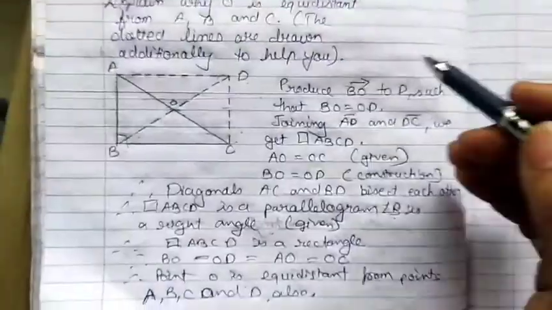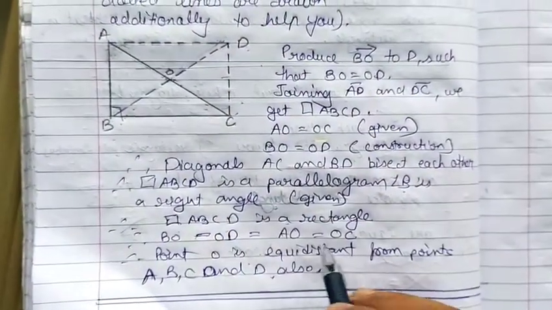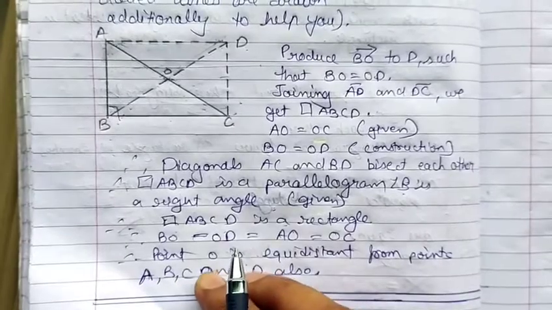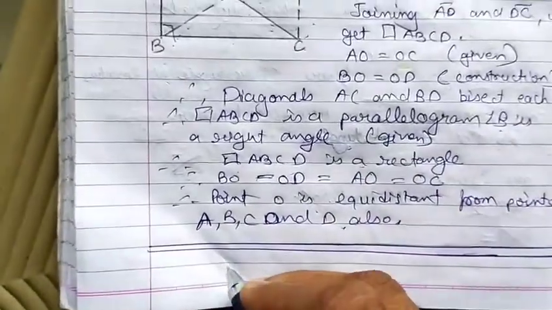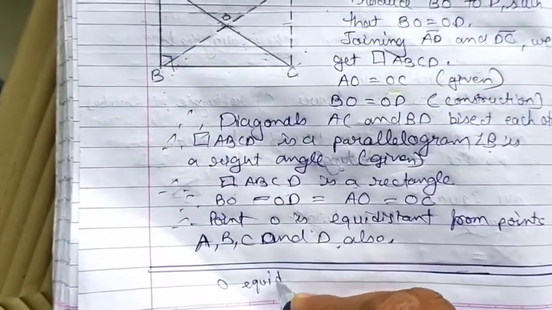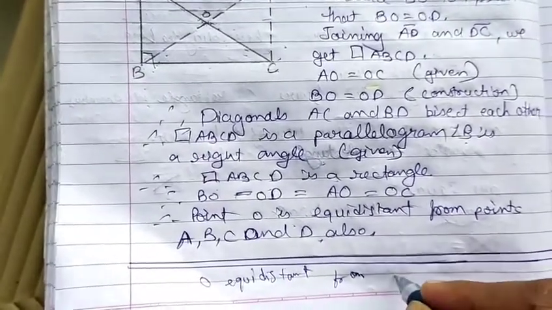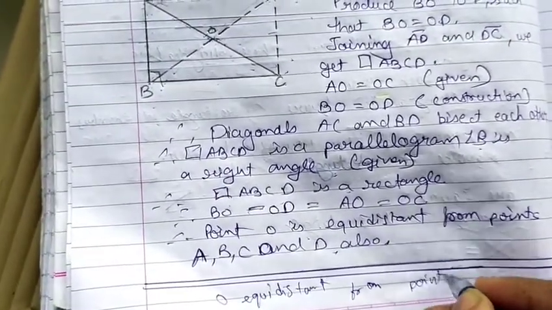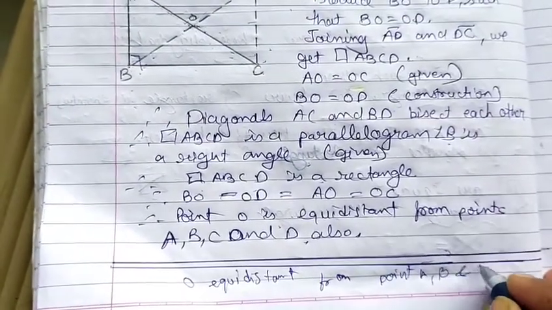But we have to prove it is equidistant from A, B and C. So write down that only. Point O is equidistant from points A, B and C. At the end you write down: point O is equidistant from points A, B and C.